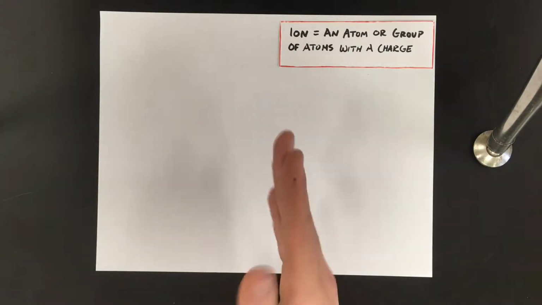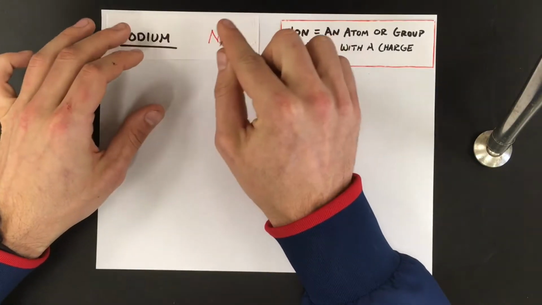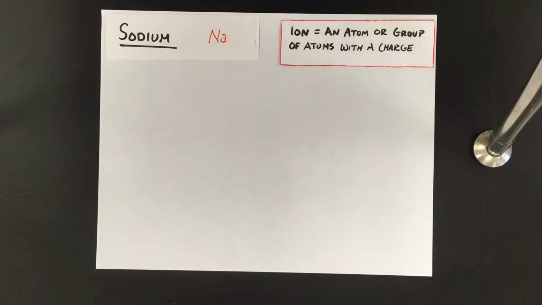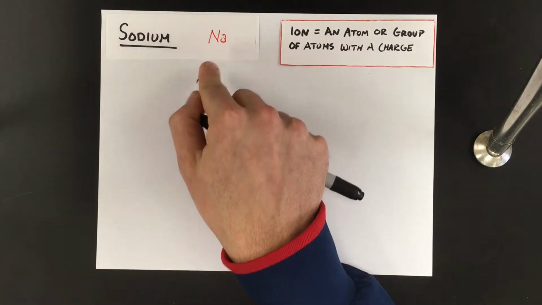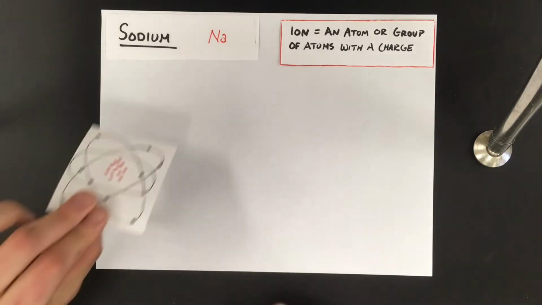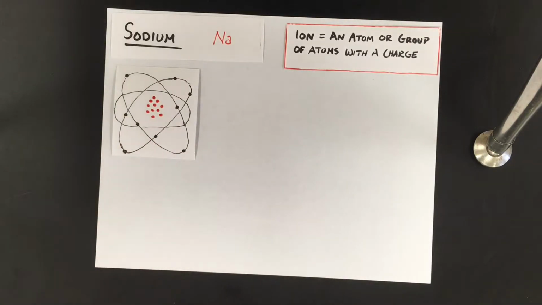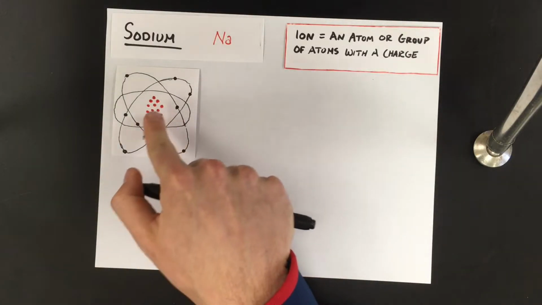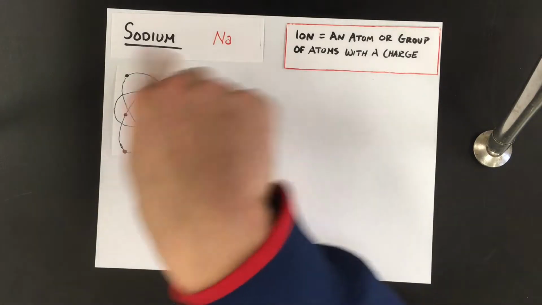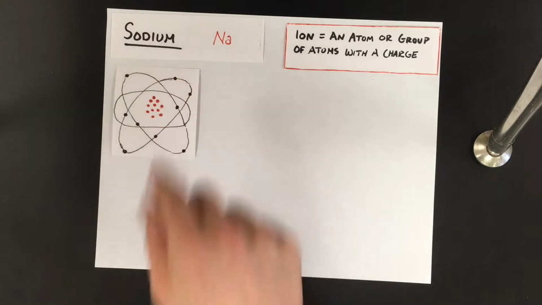Let me give you a couple of examples of how this happens in the real world. So let's take a look at sodium first. So that's sodium, atomic symbol Na. All right, so for our purposes, we need to zoom in a little bit here. So I've drawn two things in this zoomed in version of an atom. I've got protons here in the nucleus in red, and then flying around on the outside I have those electrons, which I've drawn as black little dots.